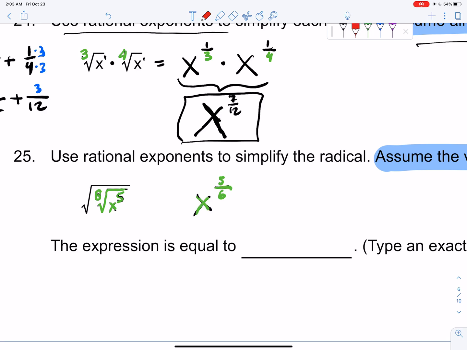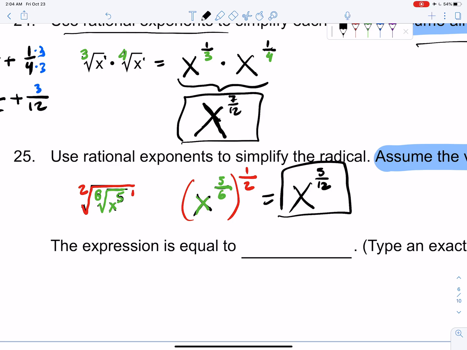Now let's do this part in red. What does the red say? Well, the red says that all things are to the first power, so they don't even show it. But we do know that the root index is 2. So the red is 1/2. Okay, so now what? Now we have a power raised to a power, so we must multiply. This gives me x to the 5/12.